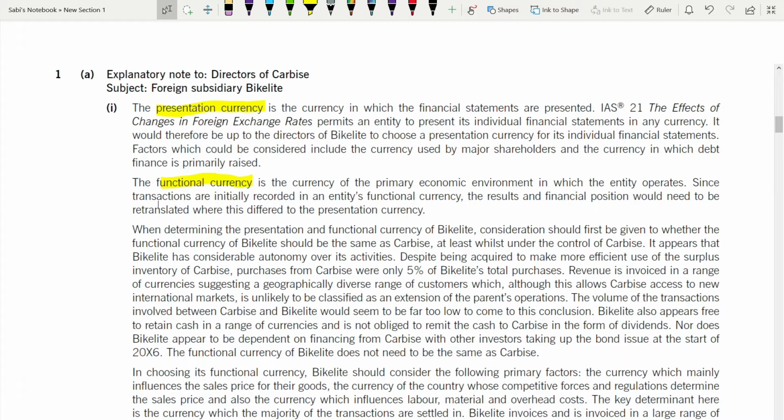Okay, so coming to the answer, the presentation currency is the currency in which financial statements are presented. This is the definition. Do you see how briefly they have defined it in only one line? Just see how in one line only they defined it. If you have to define this, you would explain it in 3-4 lines, which you should not do.